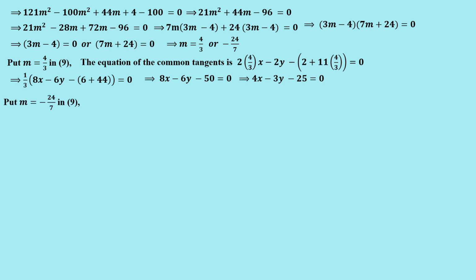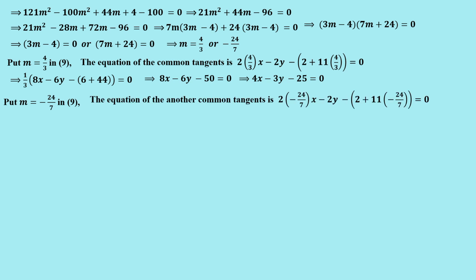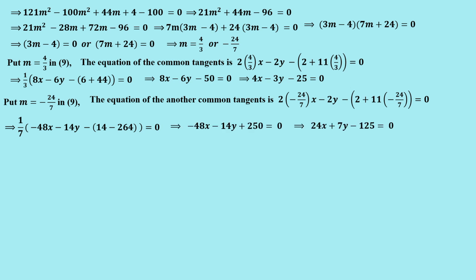Put m equal to minus 24 by 7 in equation 9. The equation of the other transverse common tangent is 2 into minus 24 by 7 into x minus 2y minus 2 minus 11 into minus 24 by 7. Taking 7 as the common LCM, take 1 by 7 outside, minus 48x minus 14y minus 14 plus 264. So you will get 24x plus 7y minus 125 equal to 0, right? These are all the transverse common tangents. The last two are transverse common tangents. Previously we saw the direct common tangents equations, right?